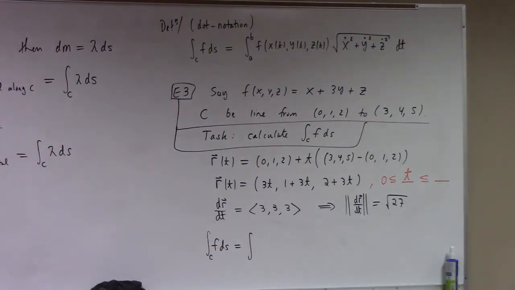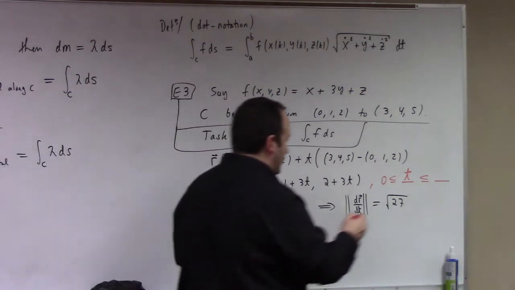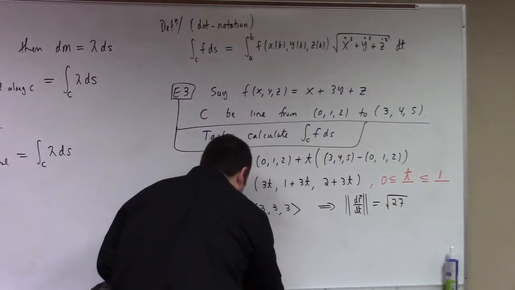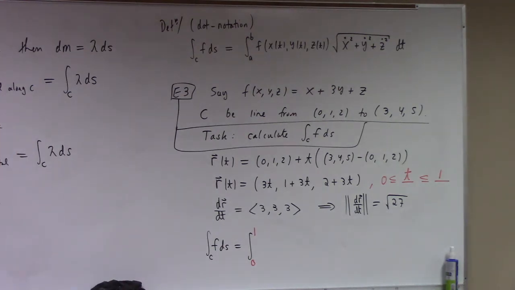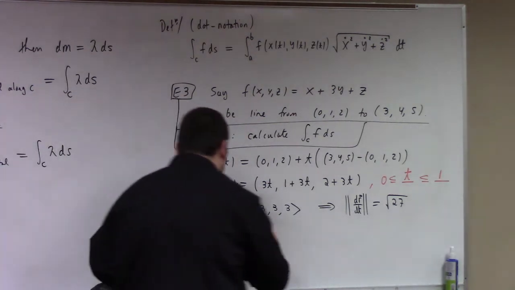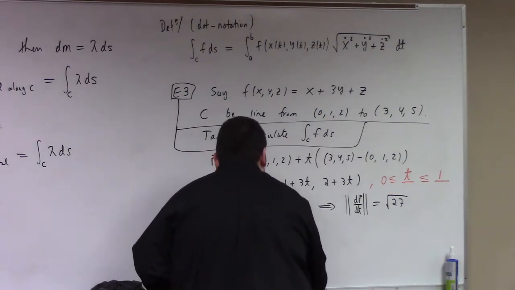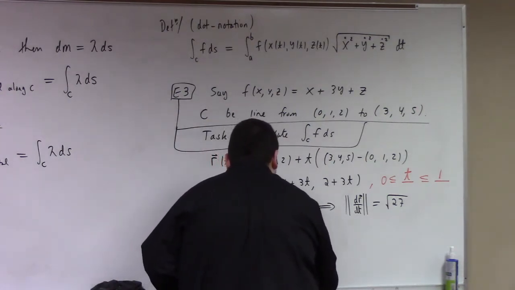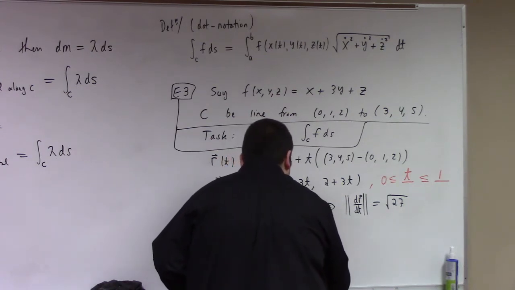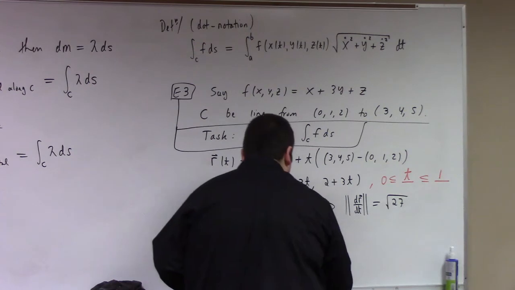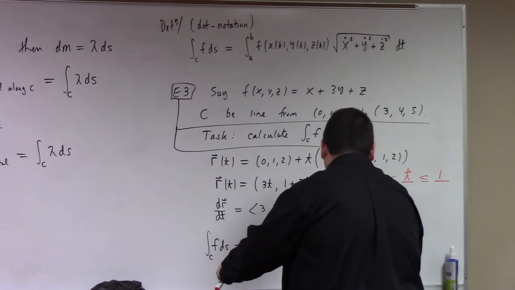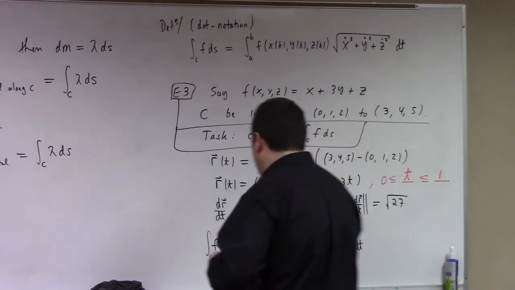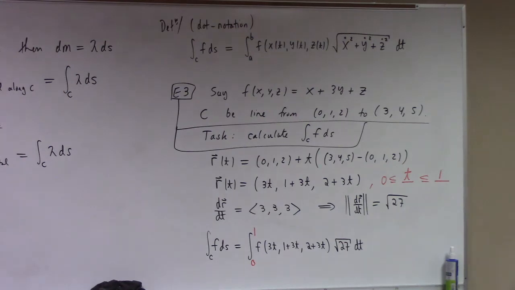What's our setup here? What does t range over? Why does that matter? That matters a lot here because that sets up the bounds of integration. So integral from 0 to 1. And then we're supposed to do what? F of 3t, comma, 1 plus 3t, comma, 2 plus 3t. And then the ds, well, the ds we just worked out is the square root of 27 times dt, actually. I mean, that's the speed times dt is ds.